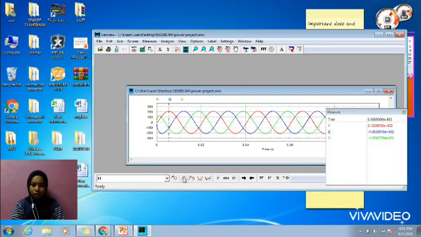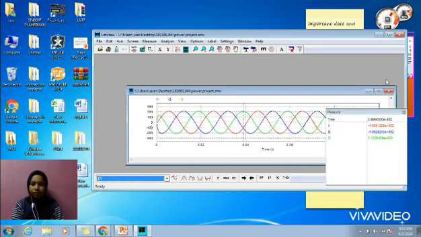So let's take a look. First, I1 is 2.122, I2 also 2.122, and I3 also 2.122. So in average, if you calculate the average of the line current, it should be the same, which is 2.12 or 2.13 in average for the line current.